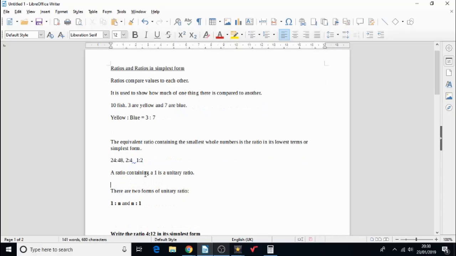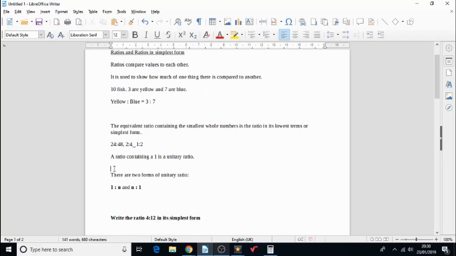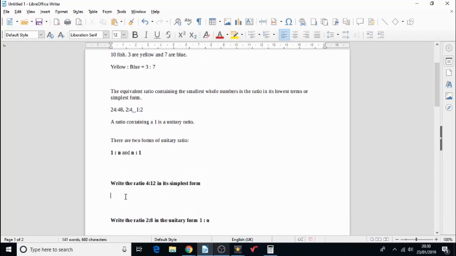Let's move on. A ratio containing a 1 is a unitary ratio. There are 2 forms of unitary ratio: 1 to n and n to 1. We're going to go through examples regarding unitary ratio later on in the video. So let's move on to our first question.